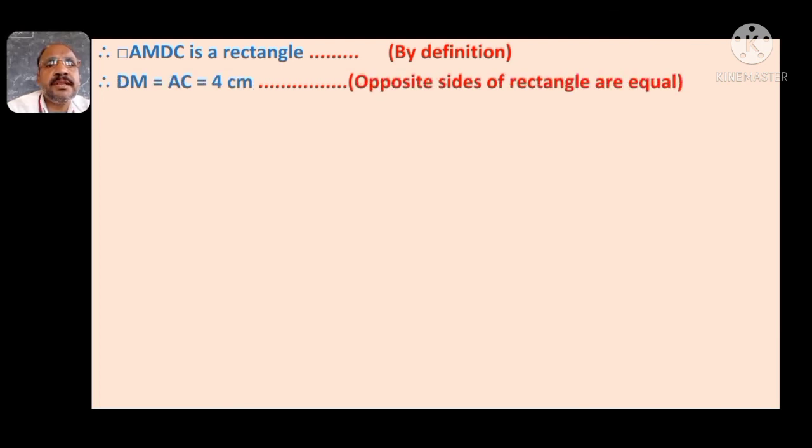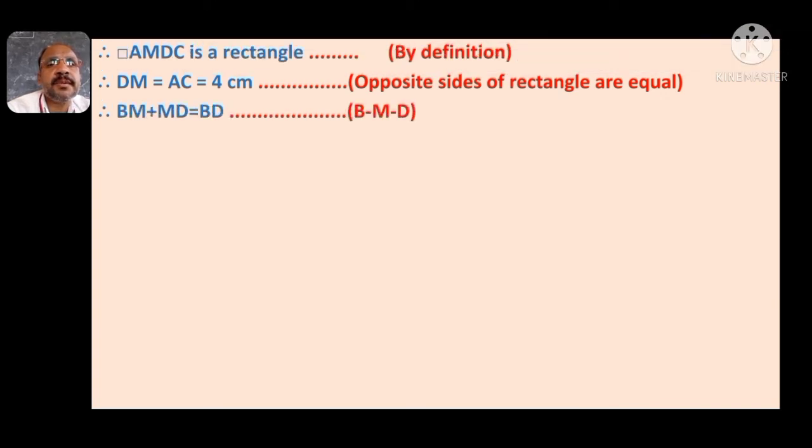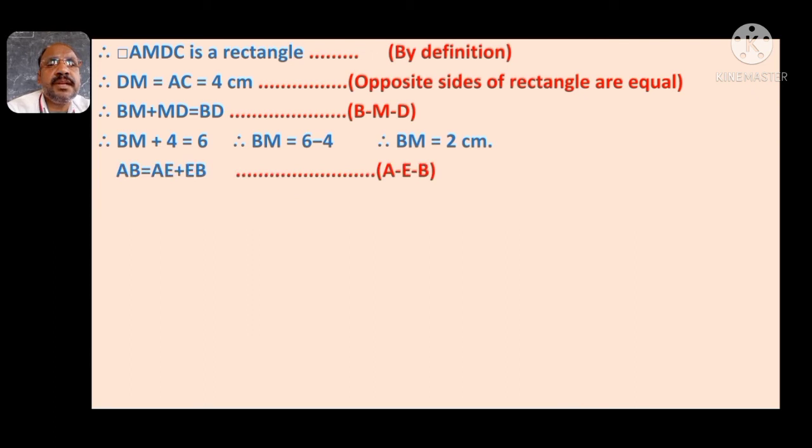Therefore, DM is equal to AC is equal to 4 centimeter. Opposite sides of a rectangle are equal. Therefore, BM plus MD is equal to BD, by B-M-D. Therefore, BM plus 4 is equal to 6. Therefore, BM is equal to 6 minus 4. Therefore, BM is equal to 2 centimeter. AB is equal to AE plus EB, A-E-B. Therefore, AB is equal to 4 plus 6, which is equal to 10 centimeter.